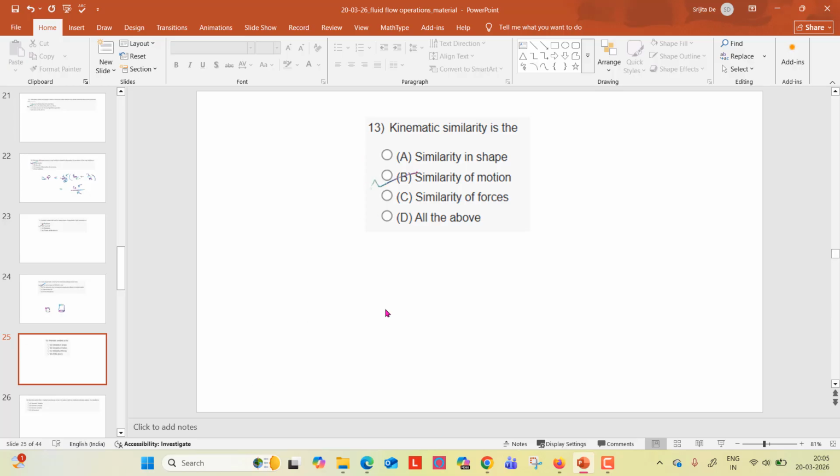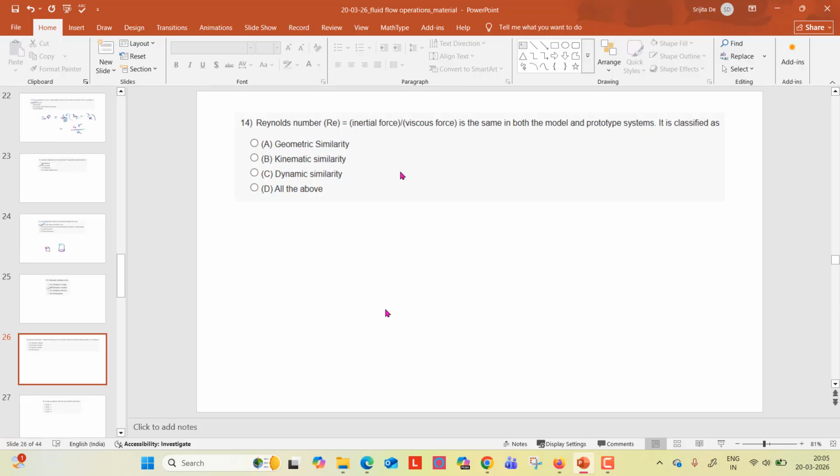Next, Reynolds number. Inertial force to viscous force is the same in both the model and prototype systems. It is classified as dynamic similarity. It is not geometric similarity, it is dynamic similarity.